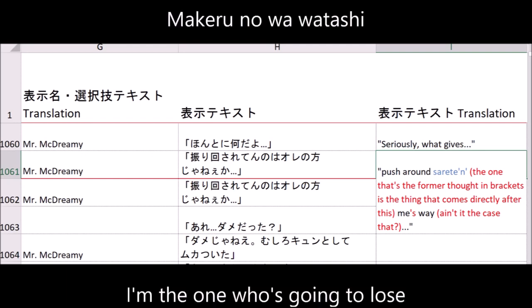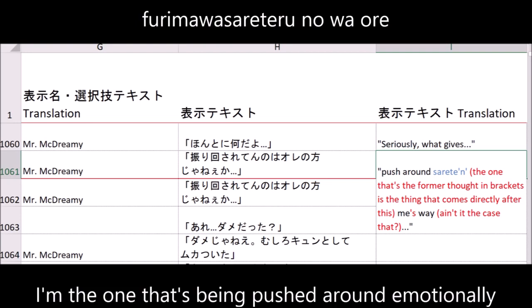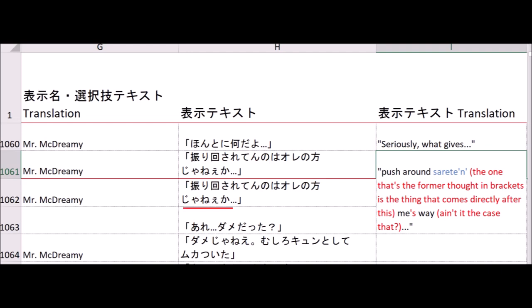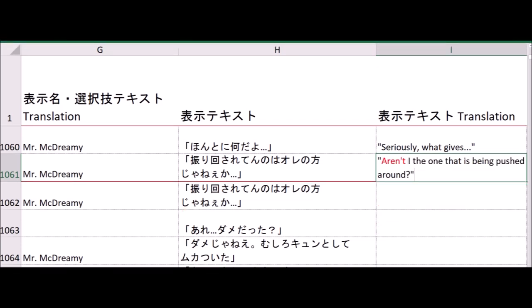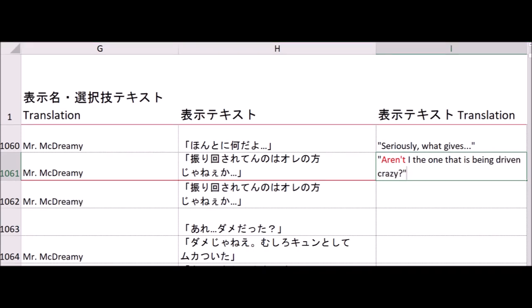Makeru no wa watashi would mean "I'm the one that's going to lose," or "the one that's going to lose is me." So furimawasareteru no wa ore would mean "I'm the one that's being pushed around emotionally." The janeka, a masculine slangy ending, comes to the beginning of the sentence to make it "aren't I the one that is being pushed around?" Then, in better English, I made furimawasu mean "to drive crazy," so it's "aren't I the one that's being driven crazy?"